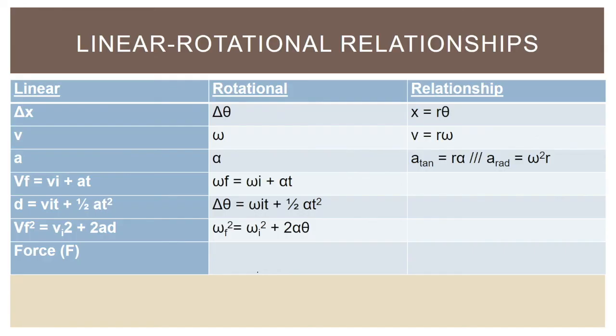You could write this down if you'd like, but I think that this chart is pretty cool because it summarizes basically everything we said so far. Every linear variable has a rotational counterpart, and there are relationships between them, as shown here. And so going down the line, we have our position, our velocity, our acceleration, our kinematic equations, and notice here, that brings us to force, which is where we will pick it up next week.